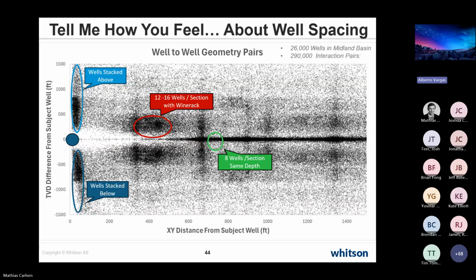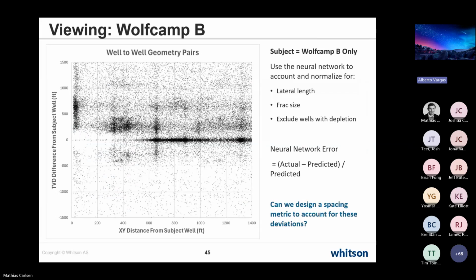So this is a really good spot for us to be able to calibrate that spacing data. So I'm going to sort it now to just Wolfcamp B wells that have been the subject well. So you don't see the symmetry anymore, but it's because Wolfcamp B is one of the deeper layers. You generally see more wells above. So you're seeing the lower Spraberry, the Wolfcamp A, the Joe Mills. So this is just Wolfcamp B.